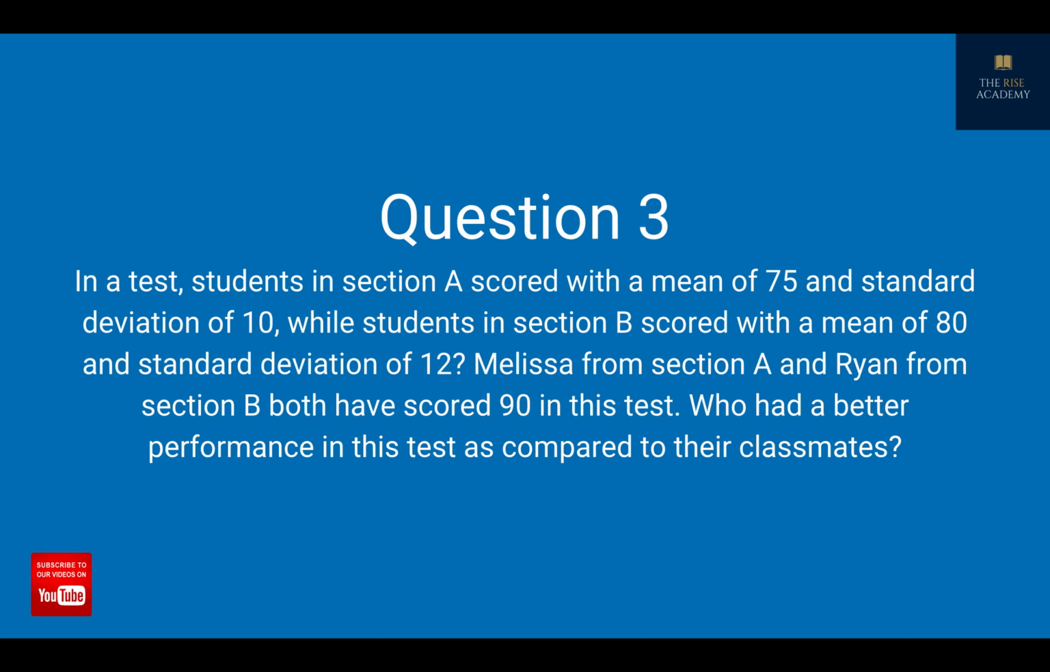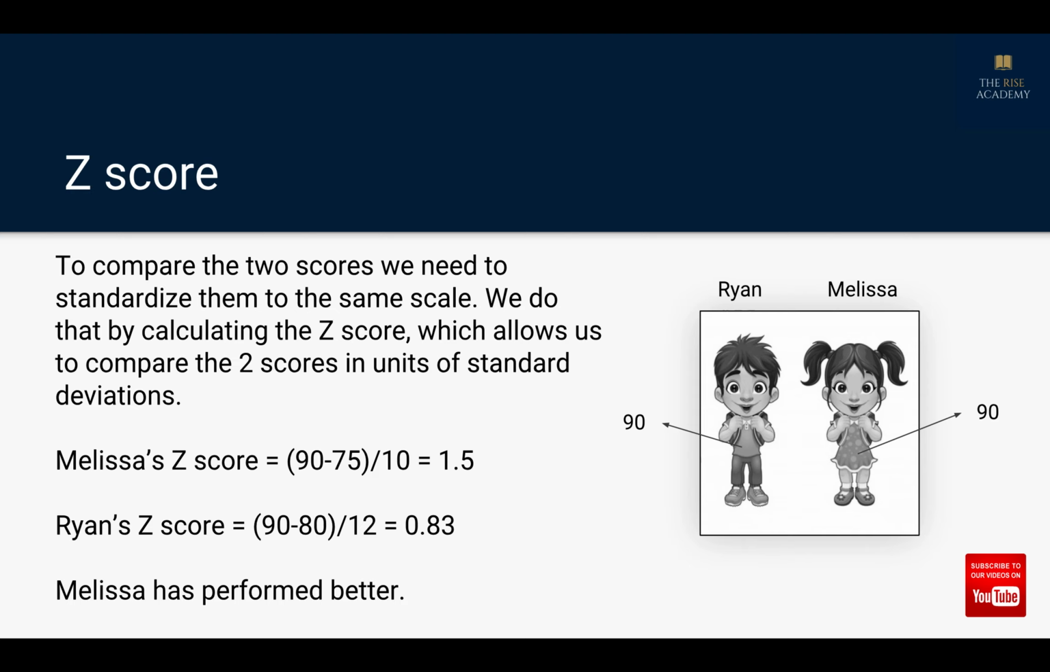So this question tests whether you know a normal distribution, whether you know about standardization of data. And to answer this question, you have to calculate their standardized score, which would be the z-score in this case. What that does is bring both the scores onto the same scale of standard deviation. So you are then able to compare their scores and tell whether one of them has scored better than the other.